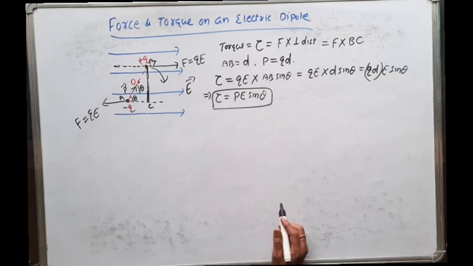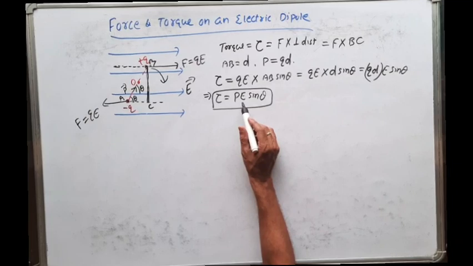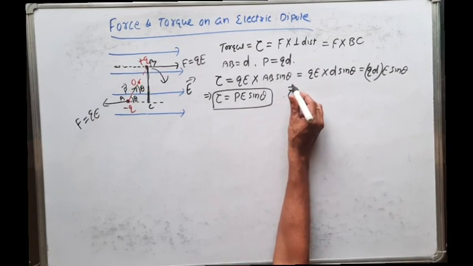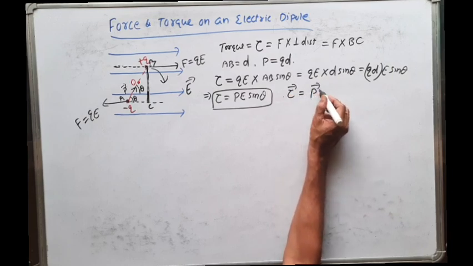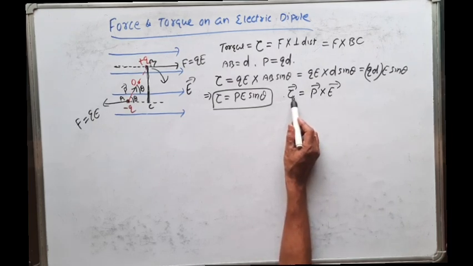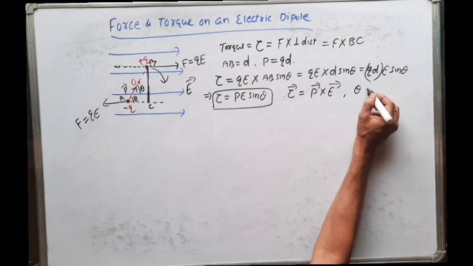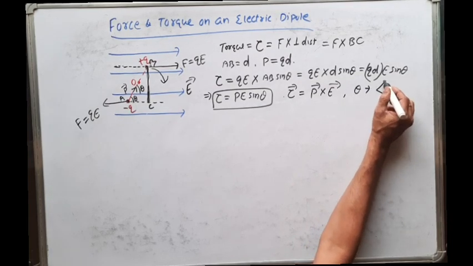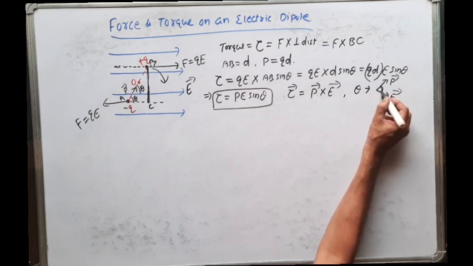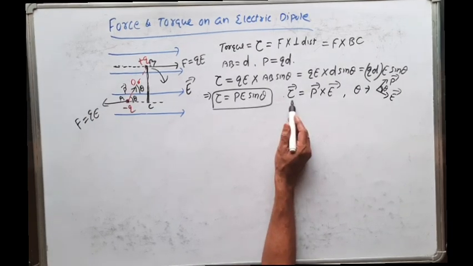So this is in magnitude form: torque is equal to pE sin theta. But we know torque is a vector quantity. So if I write torque in vector form, torque is equal to p cross E. So what is the magnitude of torque? It is pE sin theta. What is theta? Theta is the angle between which vectors? The p vector, the dipole moment vector, and the electric field vector. So this is the angle between the p vector and the E vector. And how will you find the direction of the torque?